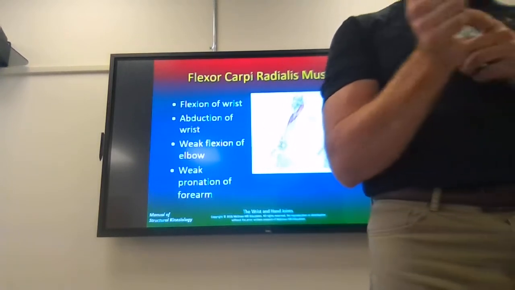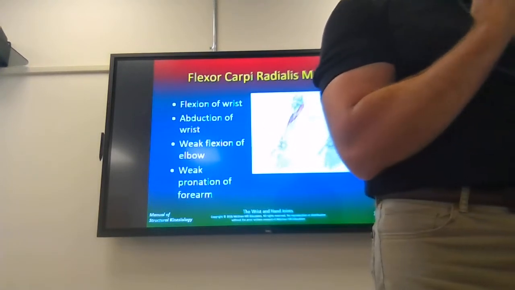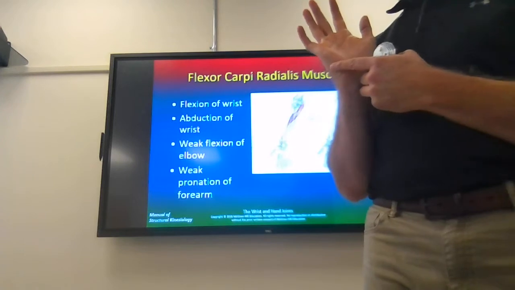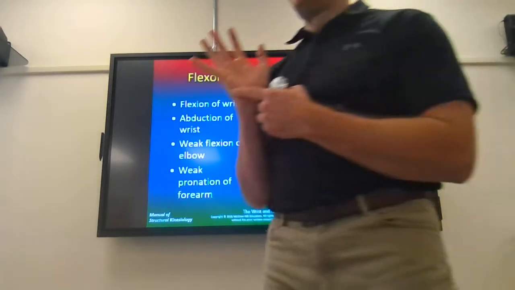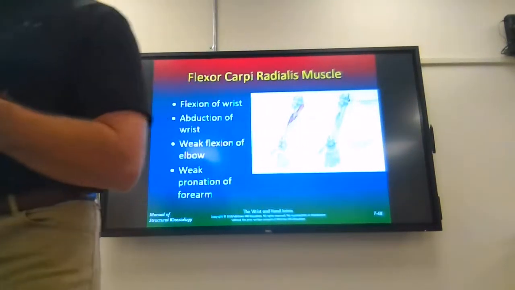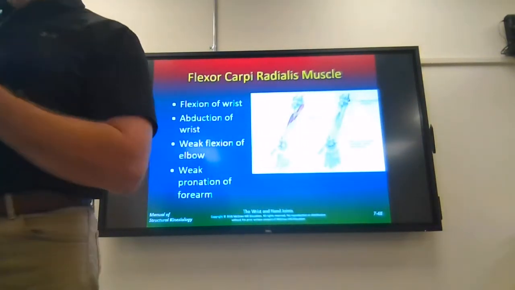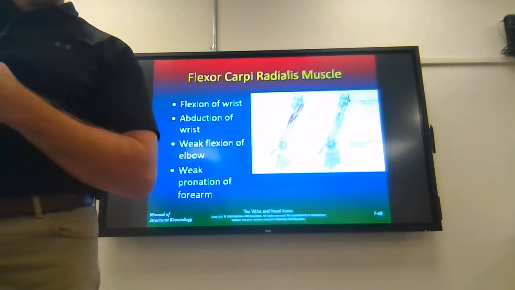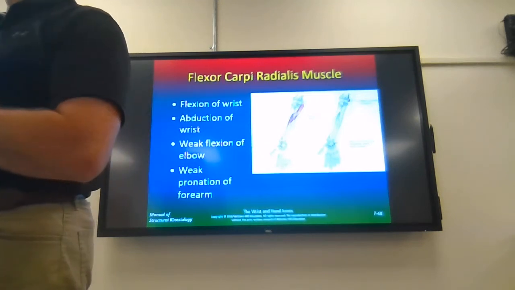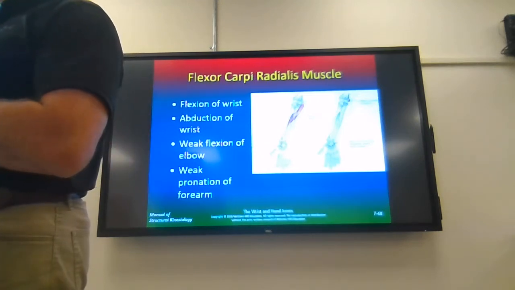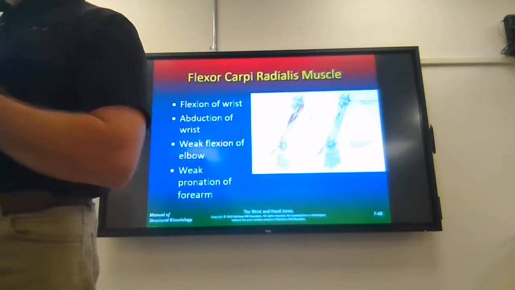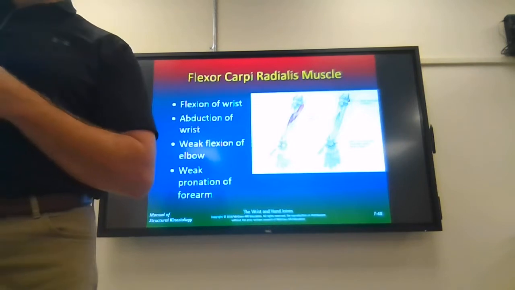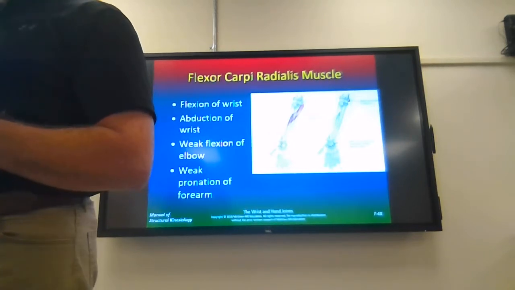Okay, so Courtney brought up an interesting point last time. We have three that act on the fifth digit. We have an abductor. Okay, what else do we have? We have a flexor. We have an opponens. What's present on the thumb but missing over here? An adductor, right? ADD, adductor. Okay, so that's seven, so we're still looking for 11.